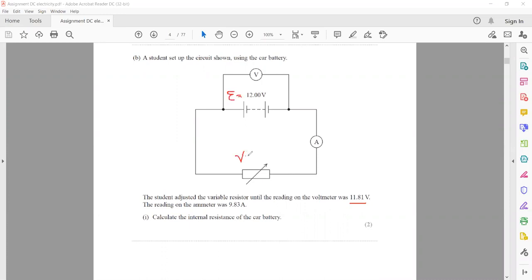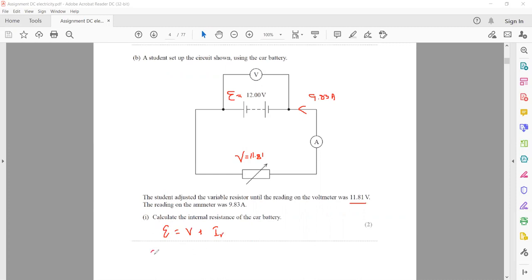We know the external voltage, that is 11.81, and we know the current in the circuit, that is 9.83 amps. So the formula which relates the external voltage and total EMF with the voltage drop internally: EMF is equal to V plus Ir, because EMF is the total voltage, V is the external voltage, plus Ir, the voltage drop internally.